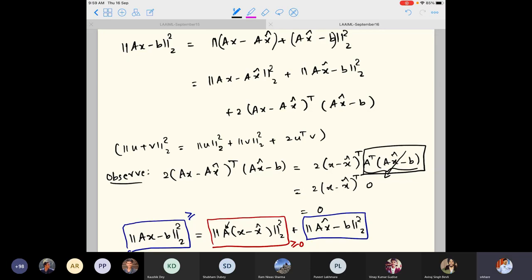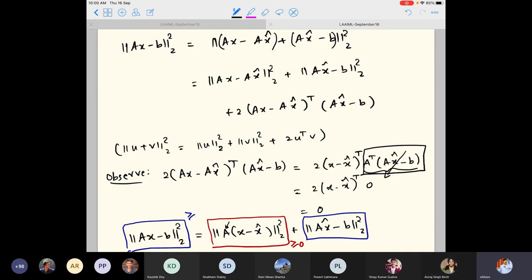Yes, sir. The equality is achieved only if the red block becomes 0. So if the equality has to be achieved, that is the place where the minimum will be achieved, and the red box has to be equal to 0. Now look at the red box. The red box is the norm squared of A into x minus x hat, which is equal to 0. So the vector has to be equal to 0 if the norm is 0.